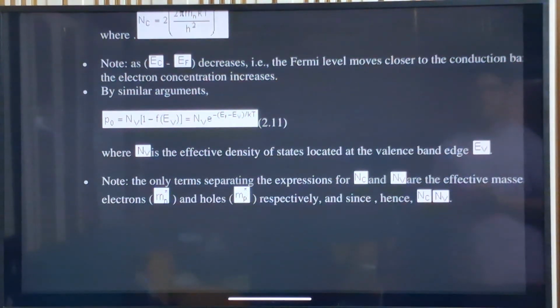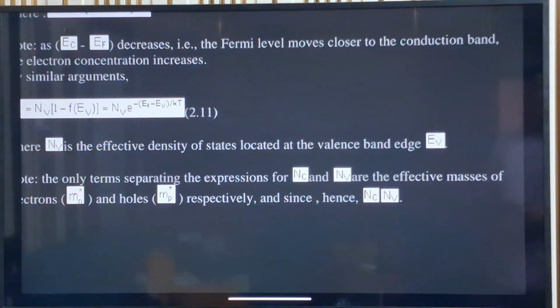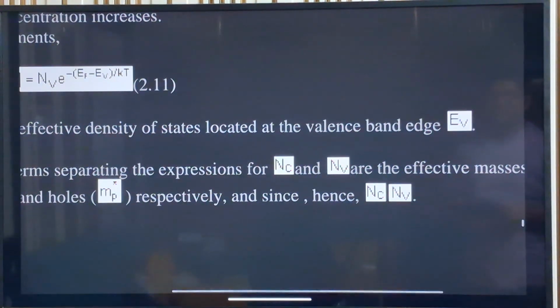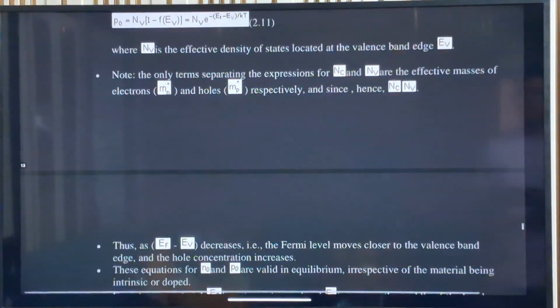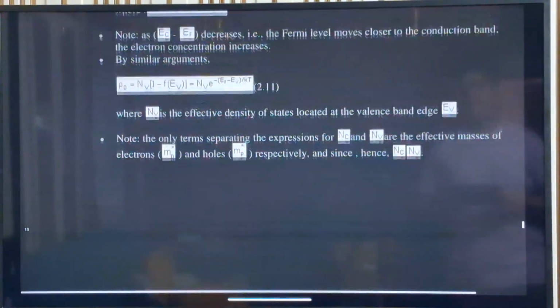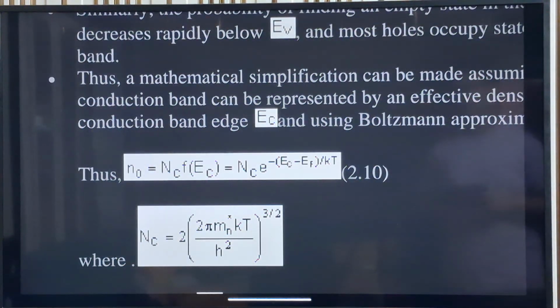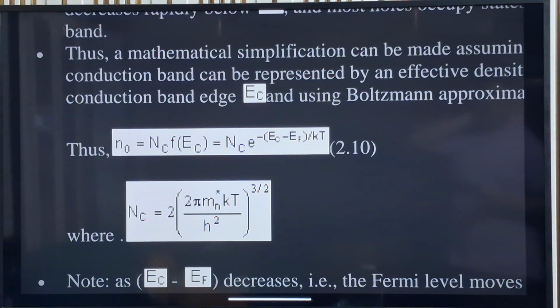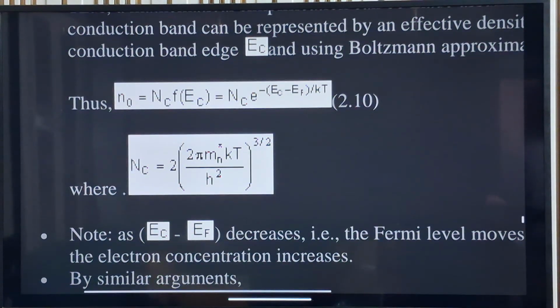The only terms separating the expression for Nc and Nv are the effective mass of electrons and holes respectively. That's what they are trying to say here. So Nc and Nv, if you can see here, they are trying to separate. Here we have m star n, and if we take Nv we would get m star p. So the effective mass of holes and effective mass of electrons are the things which will change between Nc and Nv, right? Otherwise all of the rest of the terms are constants.